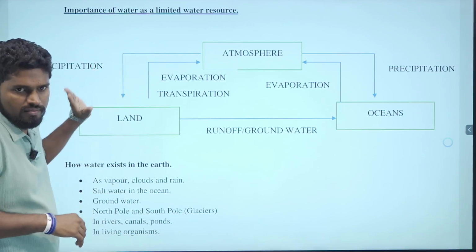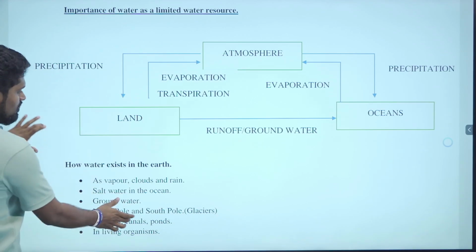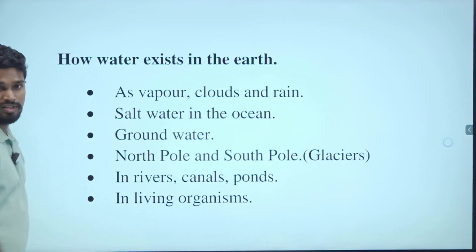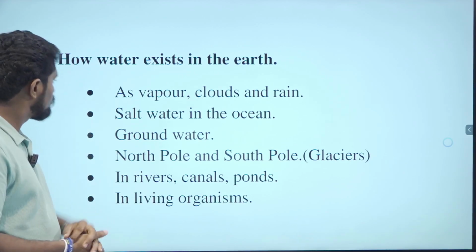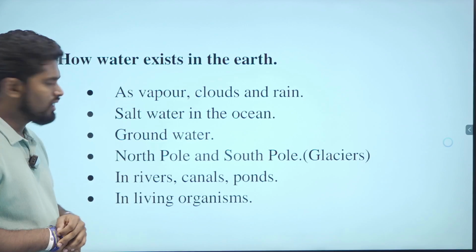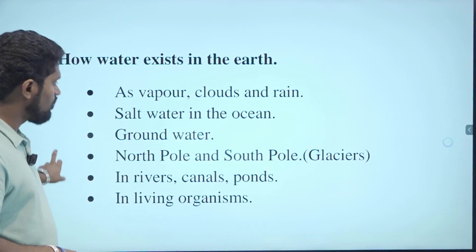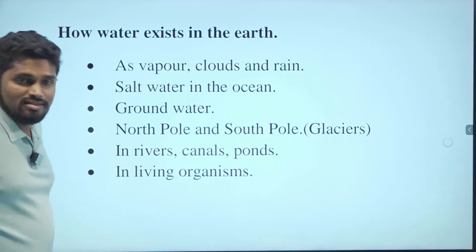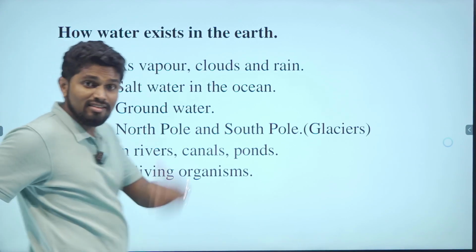Wait, don't think about it. How water exists in the earth. මොන වගේ තැන් වලද මේ water ටික තියෙන්නේ? පුතේ කොහෙද තියෙන්නේ water? These are the places, no? What are the places? As vapor, clouds and rain. Then salt water. Hari in the ocean. Sea water කියලා අපි කියන්නේ නේ. Sea water. And ground water. අර පොළවේ තියෙනව නේද? හරි. Ground water has a tube well නේද? එහෙම විතර තියෙනවනේ. Then North Pole and South Pole. අපි glaciers වල තියෙනවා කියලා කියන්නේ.